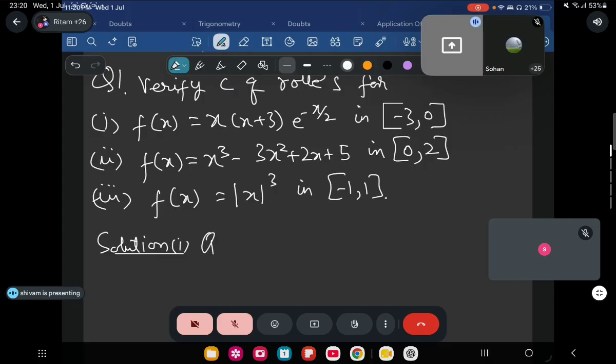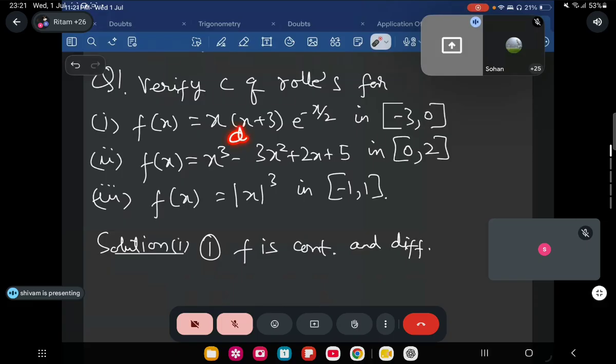So first of all, we need to check whether f of a is equal to f of b or not. See over here, f is continuous and differentiable. Can you people understand? Is there any value of x between -3 and 0 for which the function is not defined? No. So f of x is continuous and differentiable also. See over here, x into x plus 3 is differentiable. E to the power minus x by 2 is also differentiable. So the whole function is differentiable only.